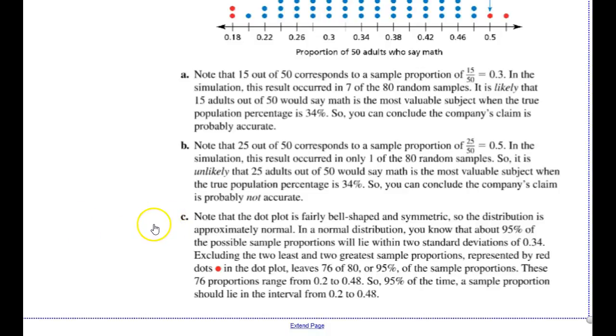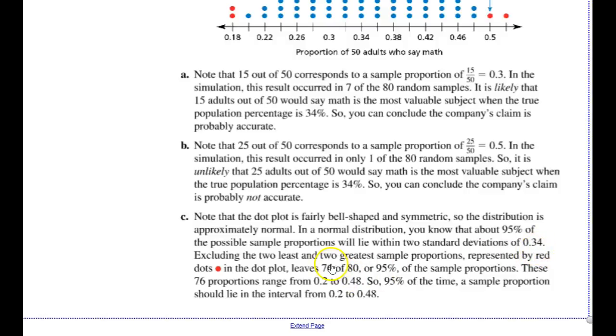And then for C, I'm analyzing what my plot looks like. So this is pretty bell-shaped and symmetric, so my distribution's almost normal, right? And we've talked about normal is that inverted bell curve. So in a normal distribution, 95% of the proportions lie within 2 standard deviations of this 0.34.